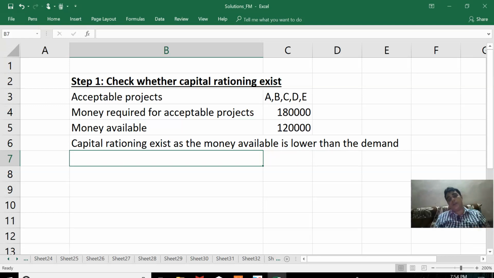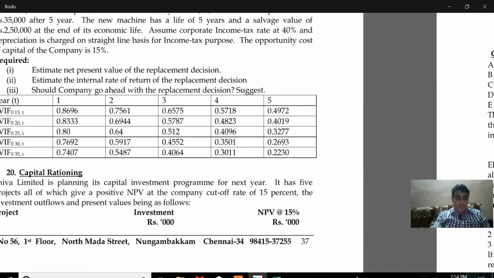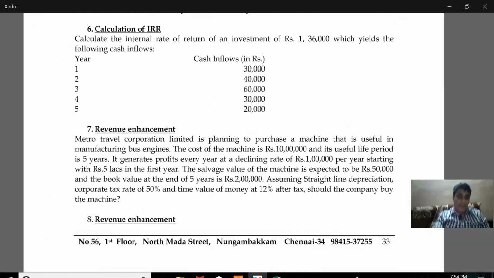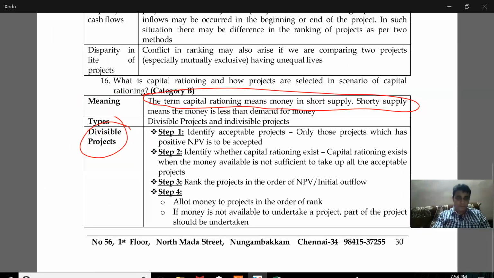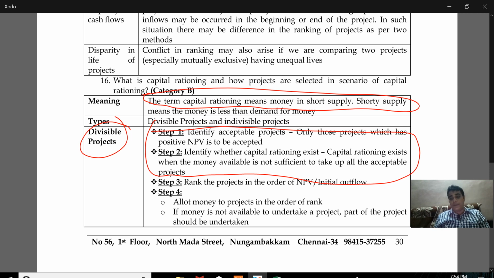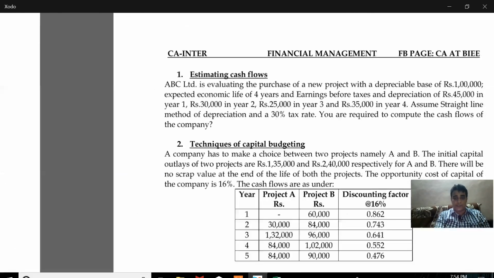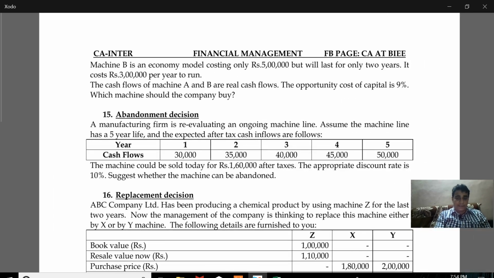Unfortunately, I wanted to do all the 5 projects, but adequate money is not available. So what am I required to do now? I will have to pick and choose the projects. So if you look at the steps, we have in fact clubbed two steps together. Identify acceptable projects, which the question had given. Then identify whether capital rationing exists. Capital rationing exists when the money available is not sufficient to take up all the acceptable projects. Now I'll go to the next step.